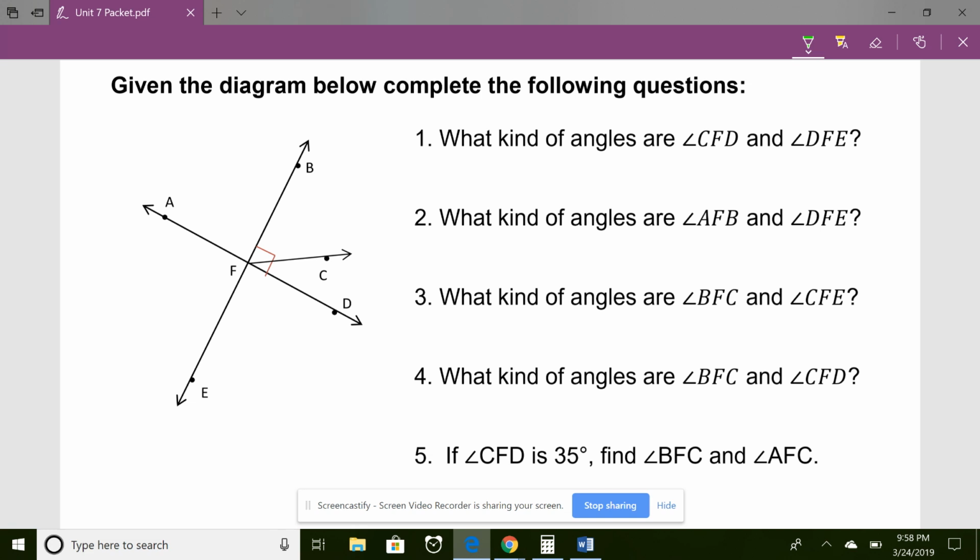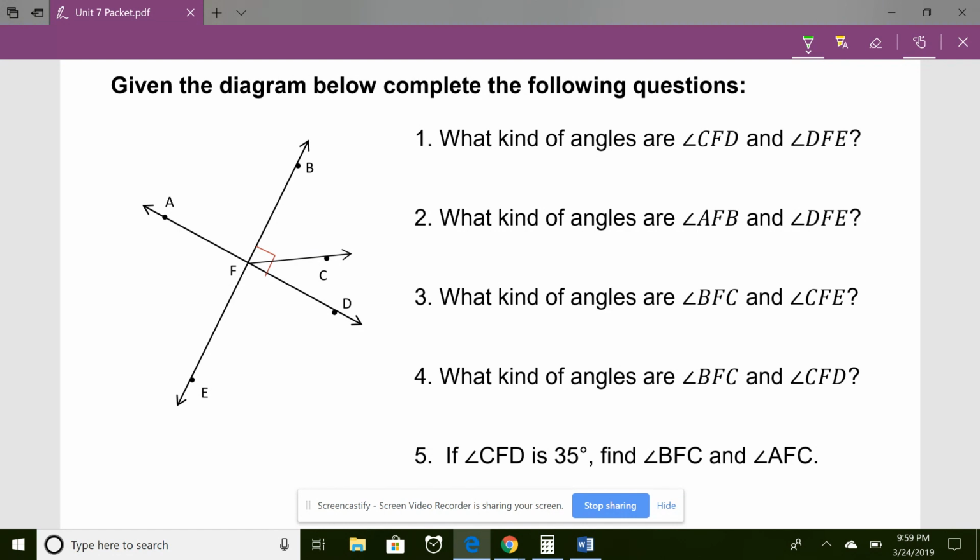In today's lesson, we're going to look at more angle relationships and working with different types of diagrams and being able to determine how angles relate to each other. All right, so in this first diagram, they're asking what kind of angles are CFD and DFE.